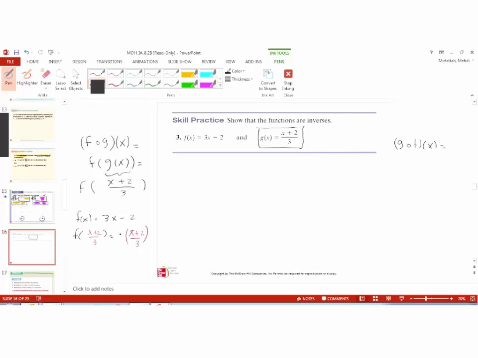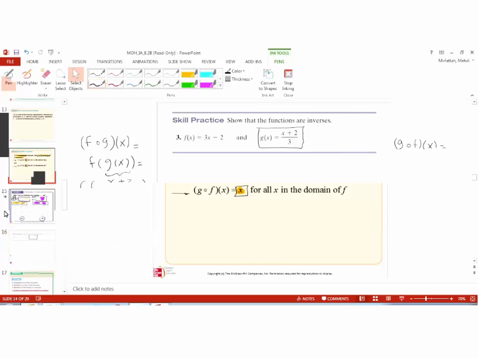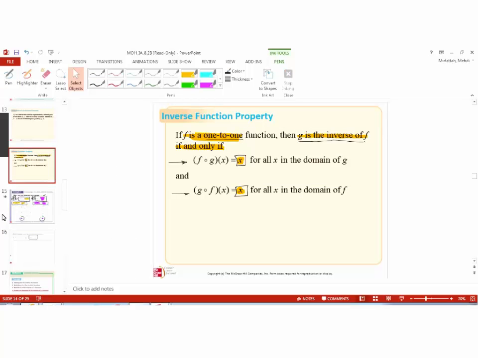So you substitute x plus 2 over 3 for each x, and when you do that, you see this 3 and this 3 cancel each other out. You get x plus 2 minus 2. So you do get x, as you wanted, as the first part of the property here.